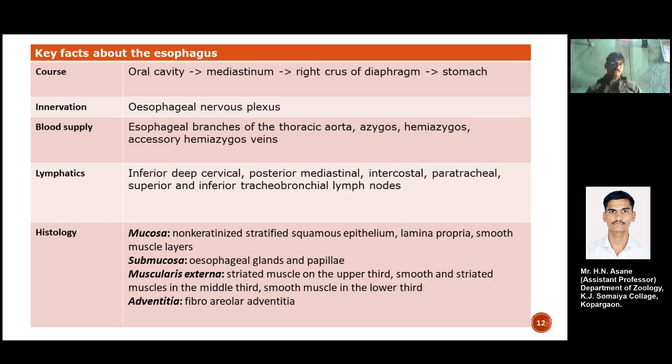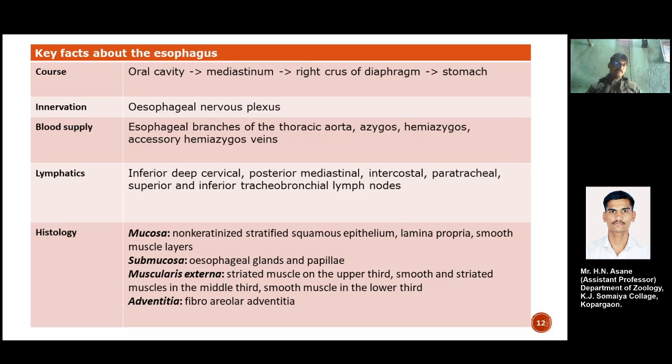Then comes the muscularis externa, where striated muscle is in the upper third part, then smooth and striated muscle in the middle third part, and then smooth muscle in the lower third part. Hence it is known as the muscularis externa. So the next layer, the last part, is the serosa or the adventitia.